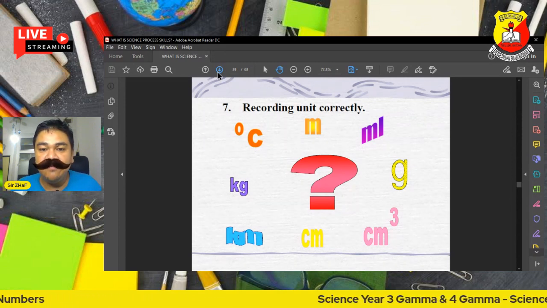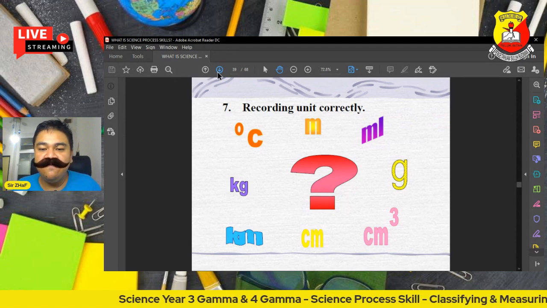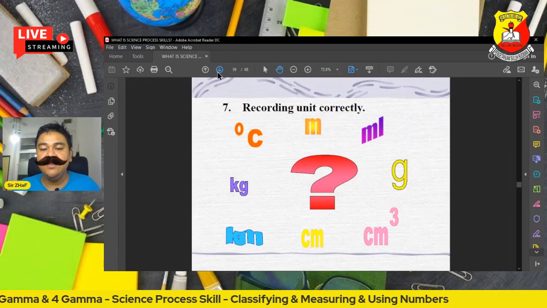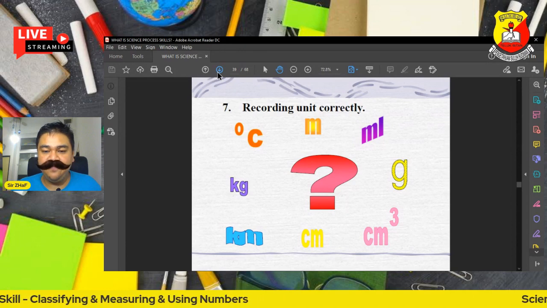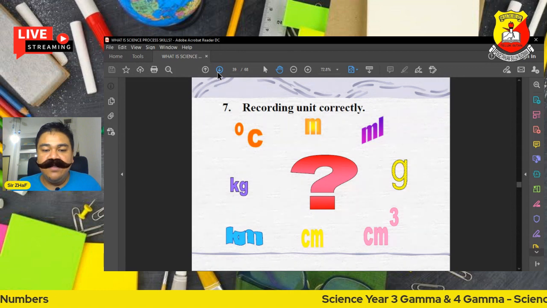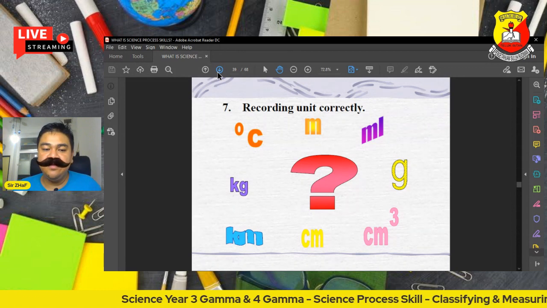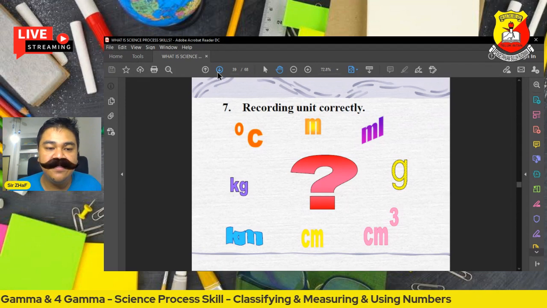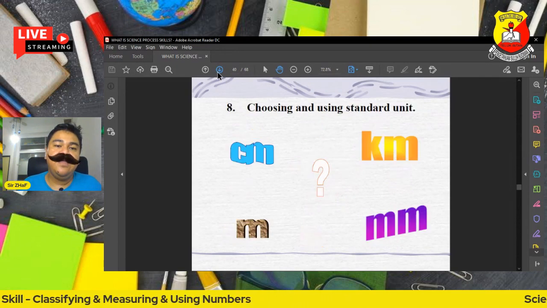cm3, what is cm3? You have learned it in year 3. For year 4, you have learned it in year 3. And you will be learning it on the next topic. Okay, cm3. What is cm? cm is centimeter. What is km? km is kilometer. What is kg? kg is kilogram. Okay, next.